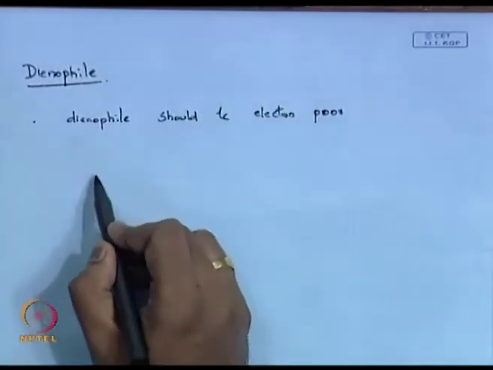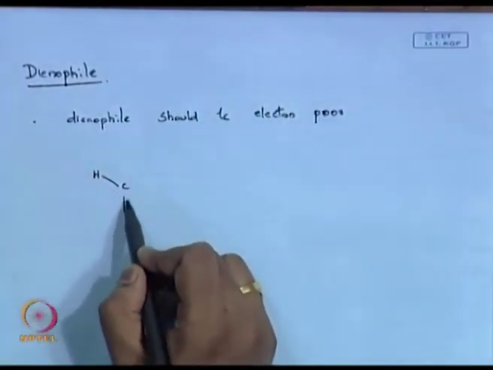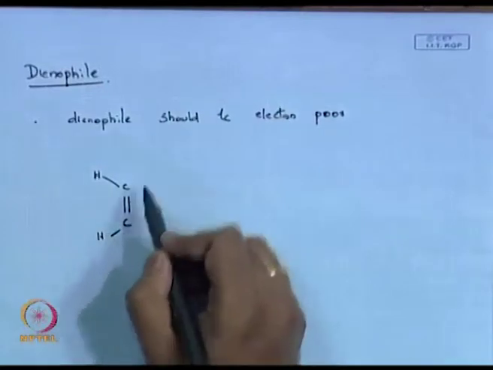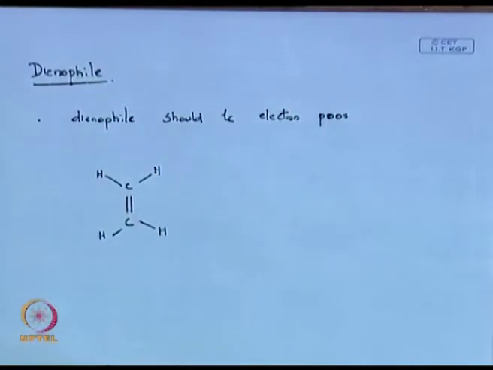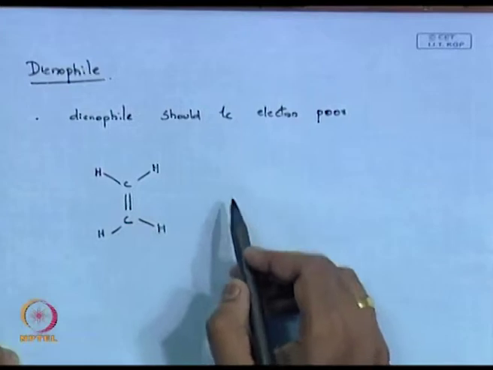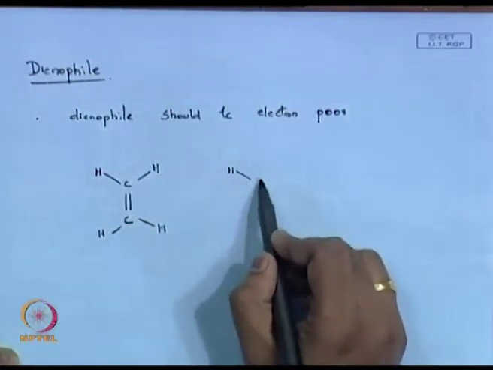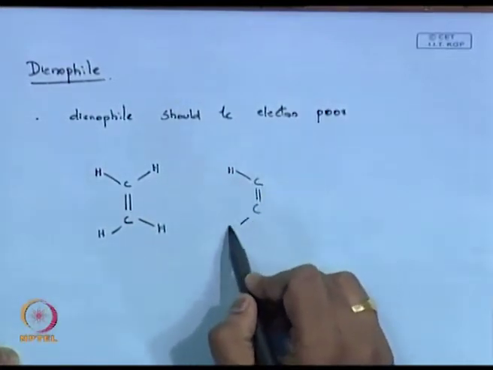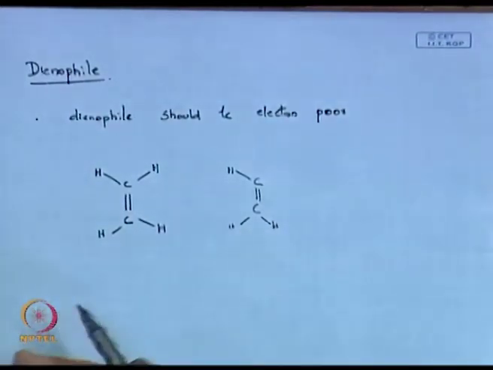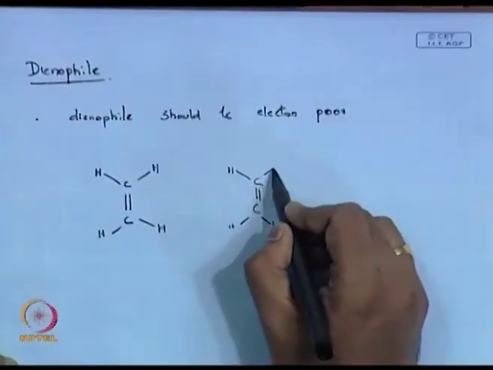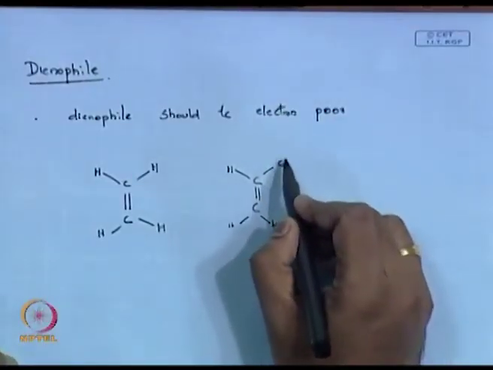For example, if I take an alkene system, this is a dienophile which can act for a Diels-Alder reaction, but I can make this a better dienophile just by making it much more electron poor. You can do that. In the case of a diene, what we did was attach an electron donor substituent so that it becomes electron rich. In the case of a dienophile, you go for electron withdrawing substituents.